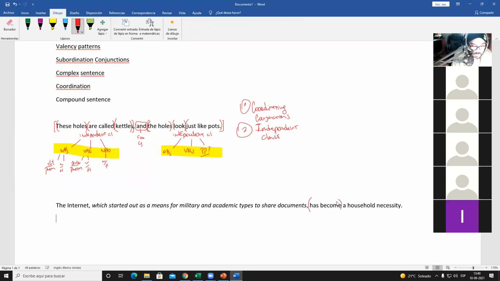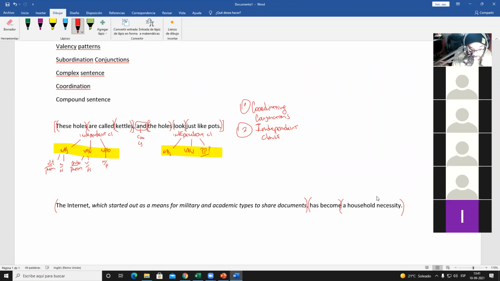How am I going to prove it? I'm going to prove it by looking for the subject now. Who has become a household, or what has become a household necessity? The internet, right? So it has become a household necessity. With that, I'm saying that the subject begins in the and ends in documents, right? Has become what? A household necessity, okay.